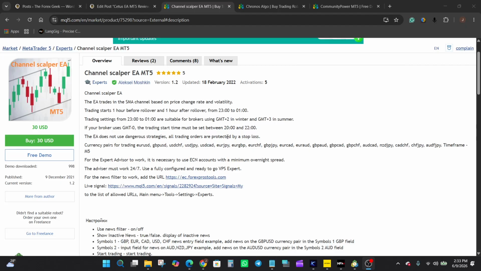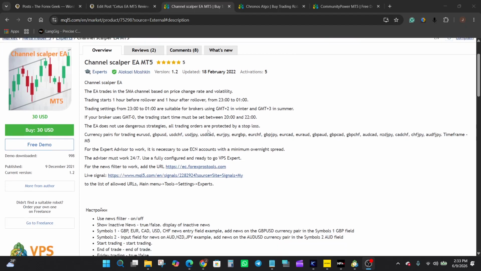Alright, so on my screen right now, I am looking at the MQL5 Marketplace page for the Channel Scalper EA by Alexei Moshkin, and this one is priced at $30, with a version update listed as 1.2 from February 18, 2022. And I can also see it has 5 activations.